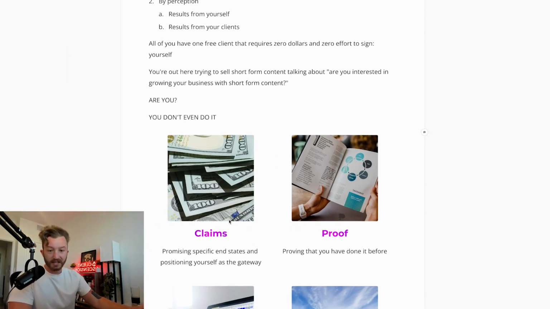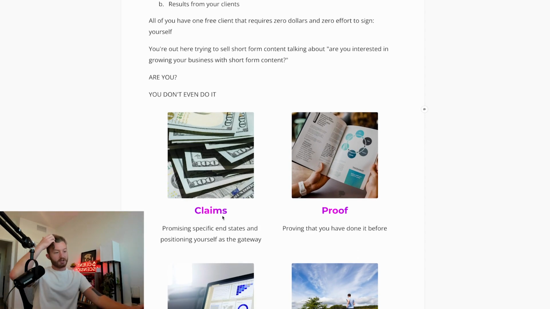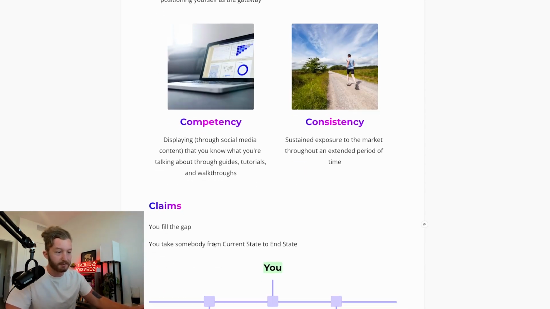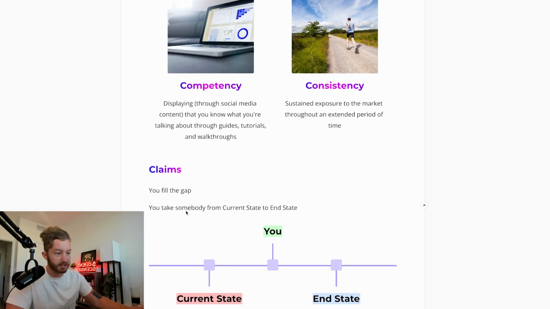So there's 4 things that are going to get people to buy over time, right? So it's claims, proof, competency, and consistency. So we're going to go through each of these. So claims, you fill the gap. You take somebody from current state to end state.